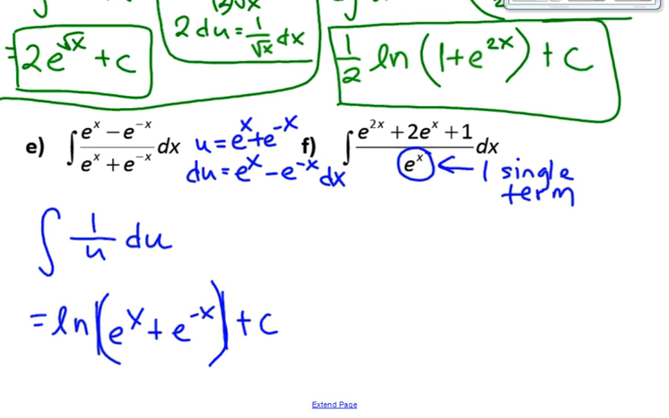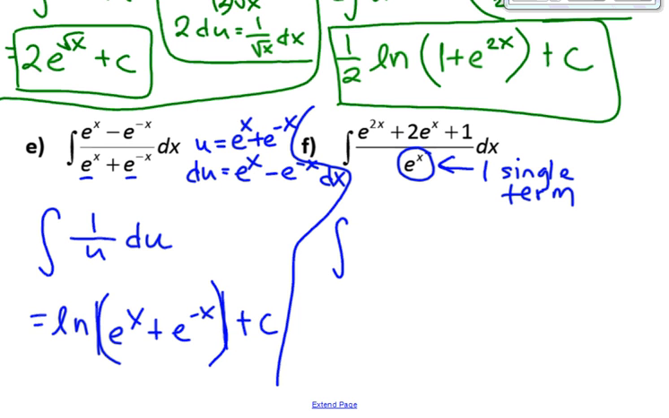It's in the same format as the numerator. Now, the reason I couldn't do that with e is because we had 2 terms. All right, so if you have one single term that's in the same type of function as the numerator, then what you want to do is not necessarily use substitution, but you want to divide by that single term. So I want to take each of my terms in the numerator and divide by e to the x.